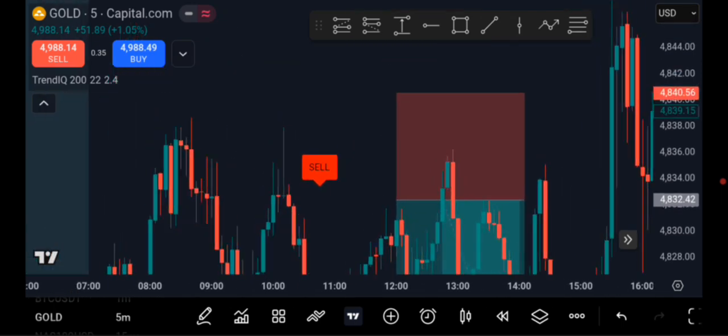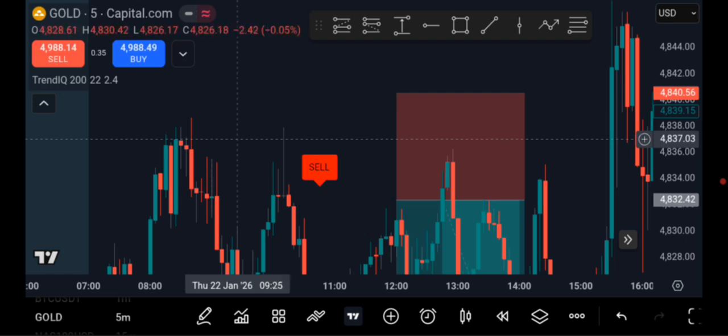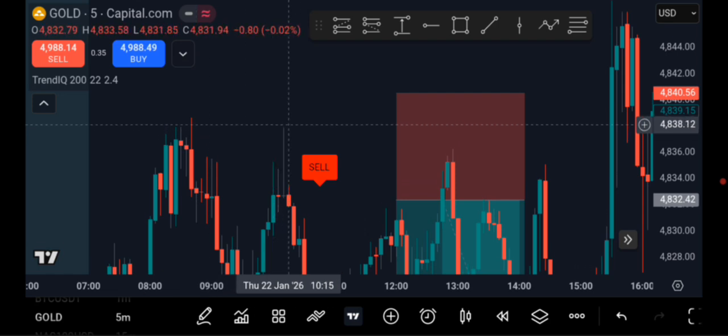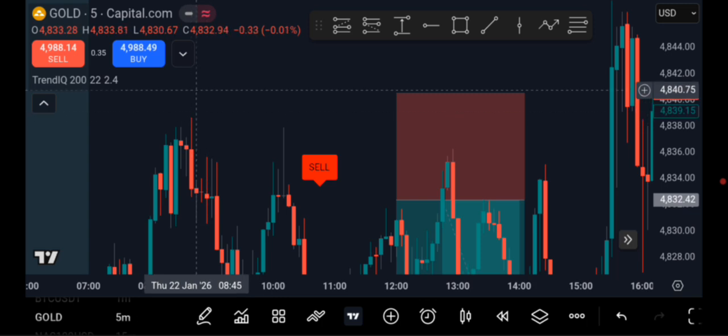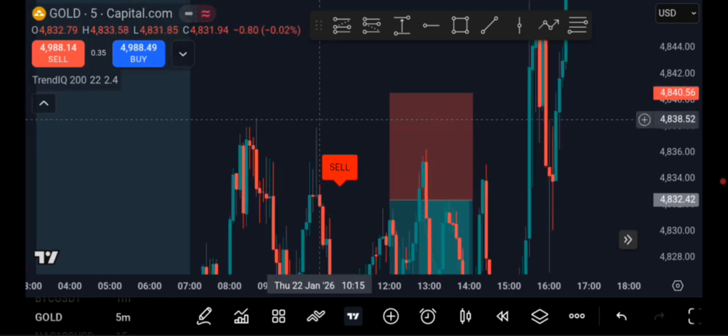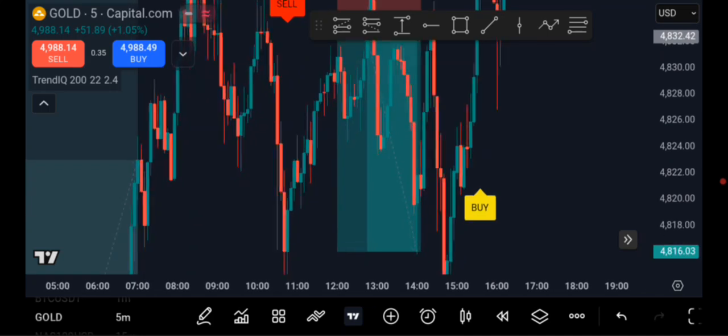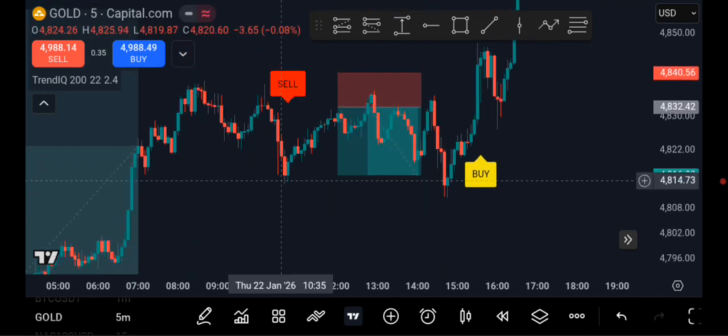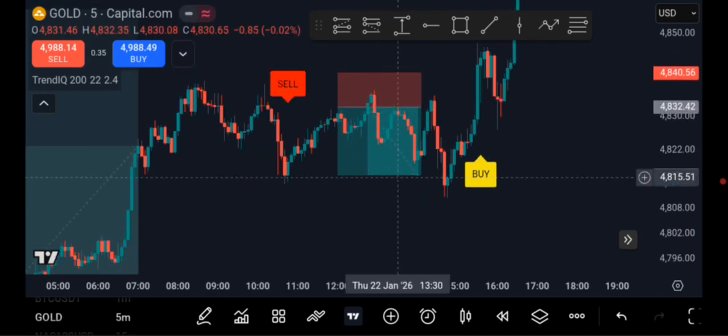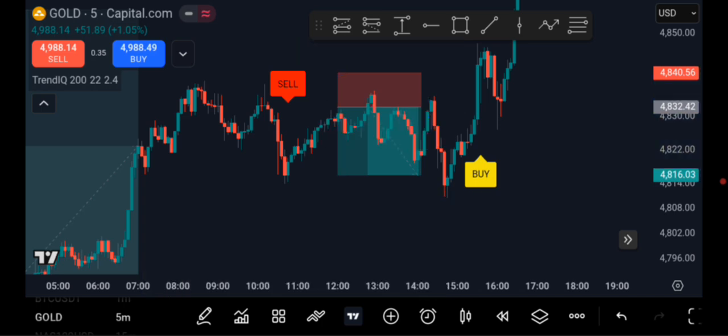And where did I put my stop? As you know, the second high. This is the first high here, which is for my stop loss, and this is the second high. I also gave it a little distance as usual. So what happened was gold came in after the sell and gave me a solid 1 to 2 risk reward.